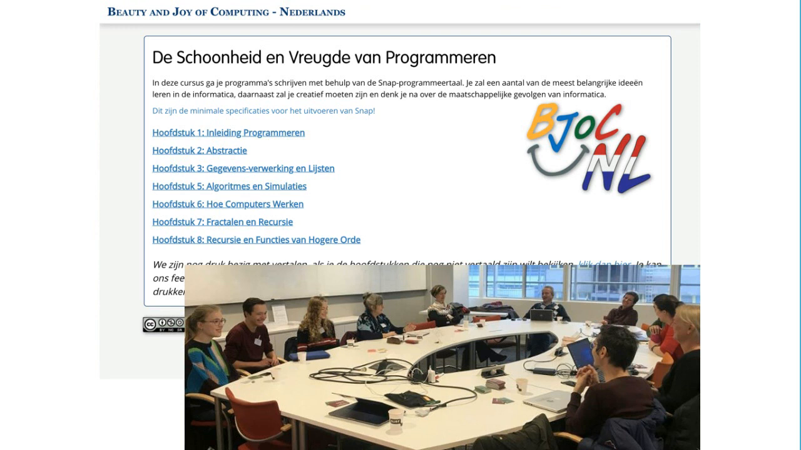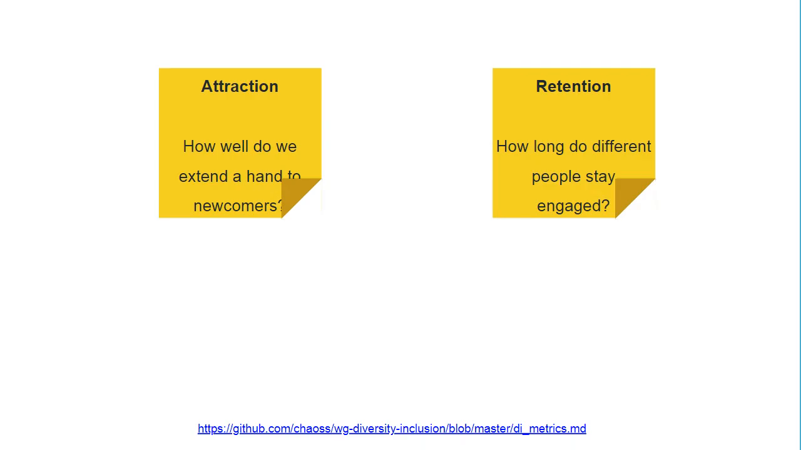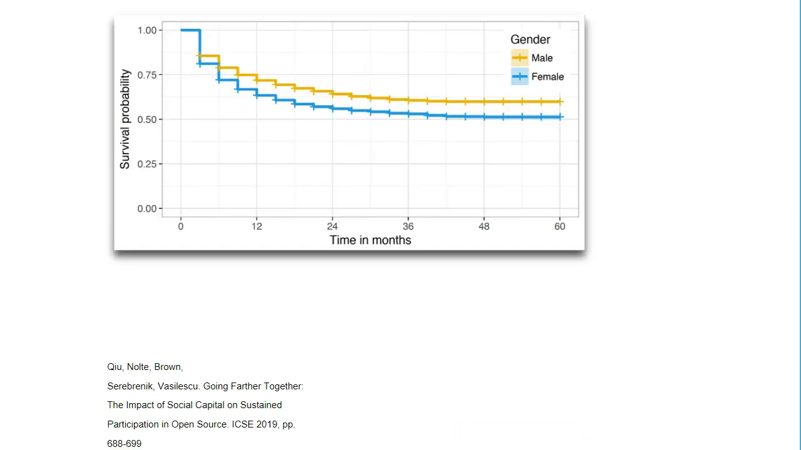So, of course, it's great that we are trying to attract women to our computing community, but attraction is not all. We also need to be able to retain people. We need to be able to create an environment where people would be happy to stay around. And indeed, we see, and this is a study of Sophie Chu and her co-authors, that women are not only a minority, but they also disengage faster.